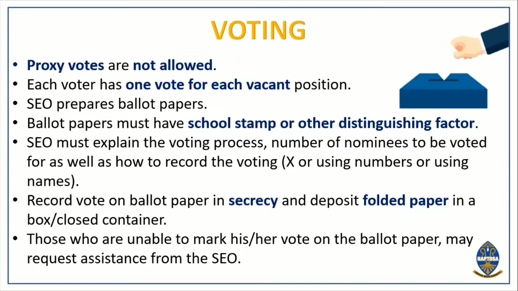If there's a case where a voter is unable to make their vote on a ballot paper, maybe they're unable to write, maybe they're standing there with both arms broken, they may request assistance from the school electoral officer, and the school electoral officer then puts a procedure in place for someone who is not able to make the mark on the piece of paper.